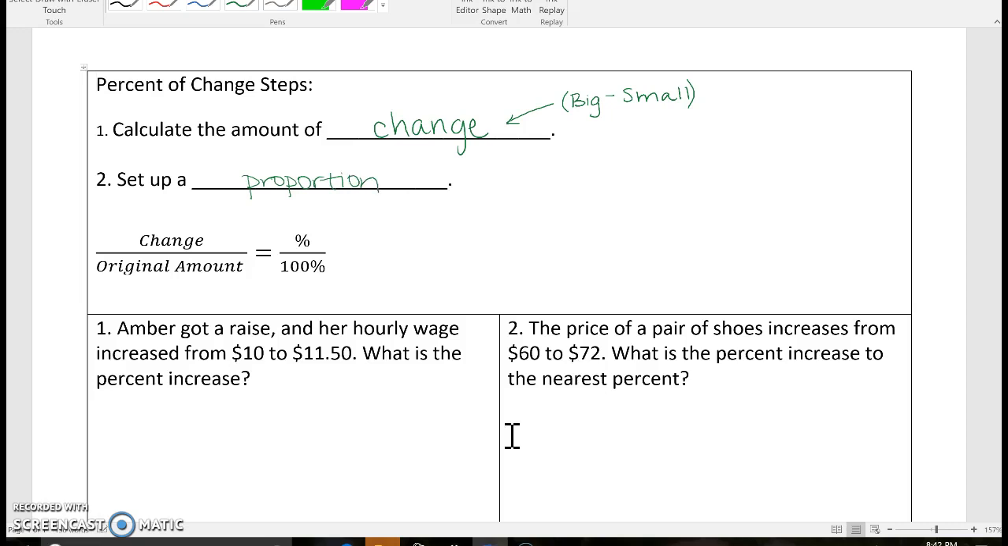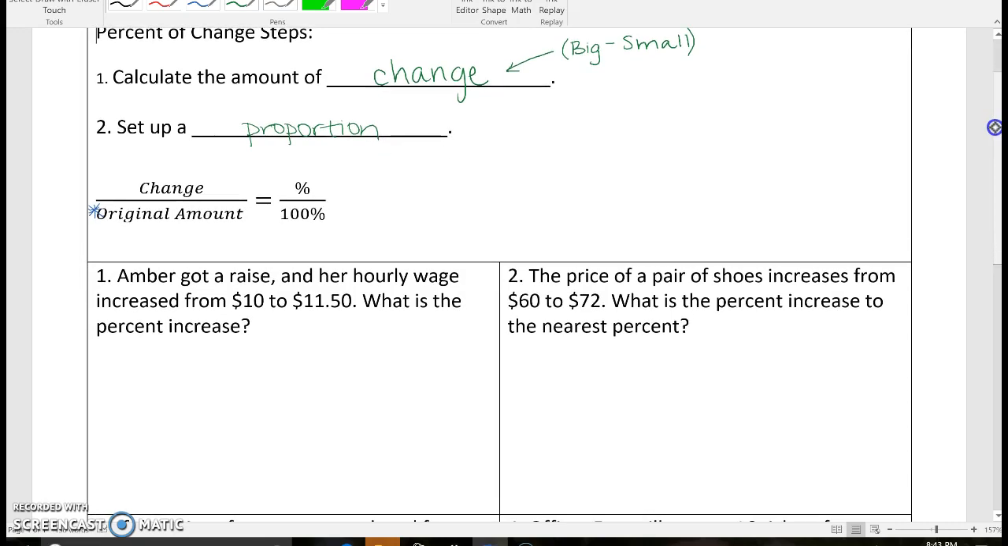So here is our proportion. It's going to be change over original. Change, like I said, is the big number minus the small number, and it's going to go over the original. So in the problem, guys, we are going to practice always putting a star by our original because that's going to help us be more successful. And then we have percent over 100. So let's go ahead and dig in and get started.